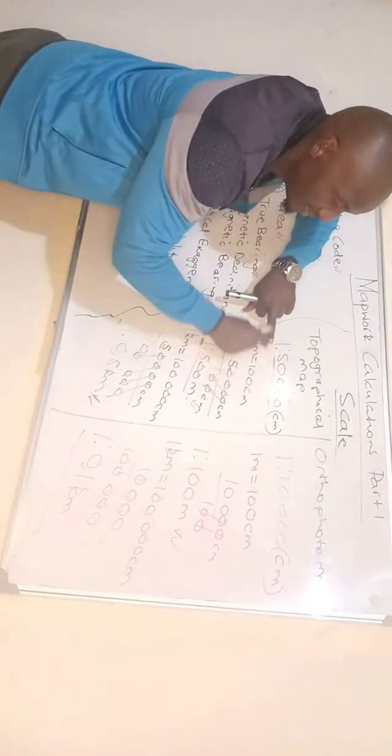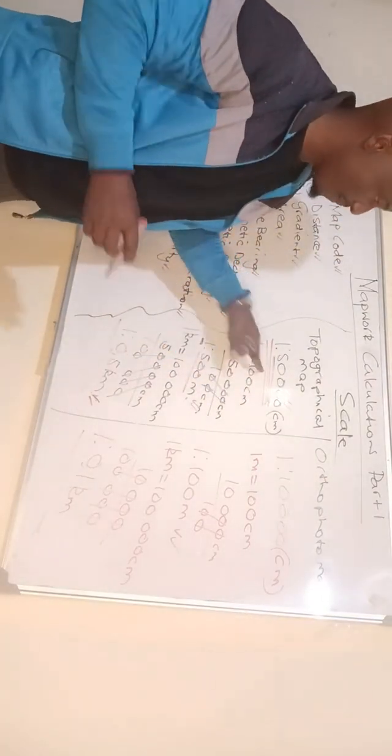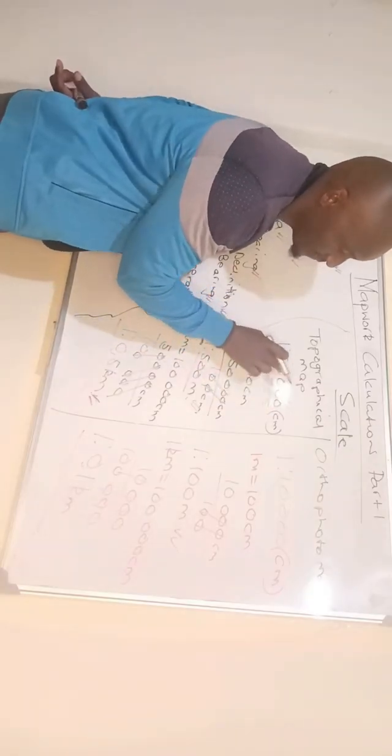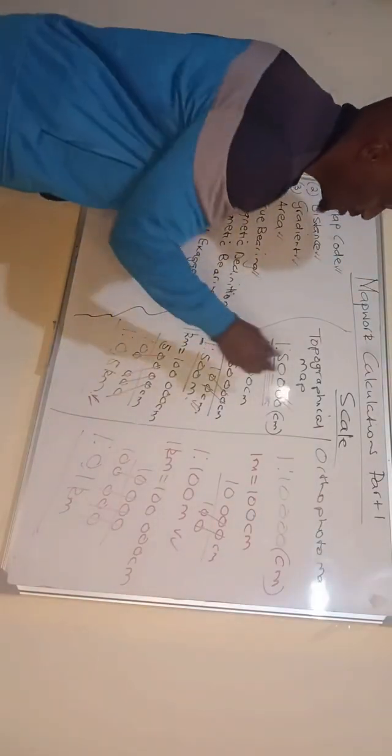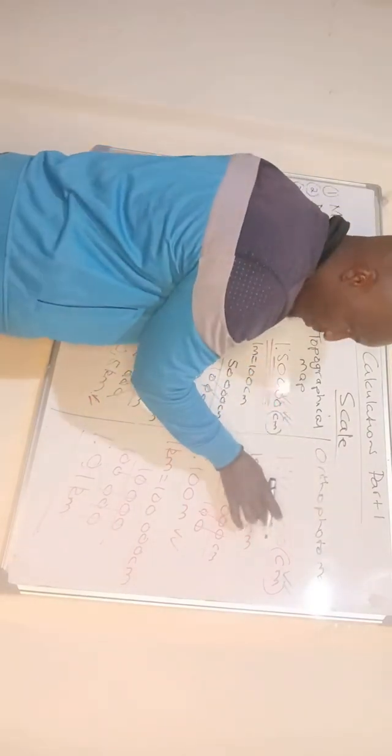So what did I do now? I have started by writing this ratio scale. This is what you can see on a topographical map. 1 is to 50,000 means 1 centimeter on the map represents 50,000 centimeters on the actual ground. 1 is to 50,000 and 1 is to 10,000. This will be on a topographical map, and this will be on your orthophoto map. This is what you will get on the map.